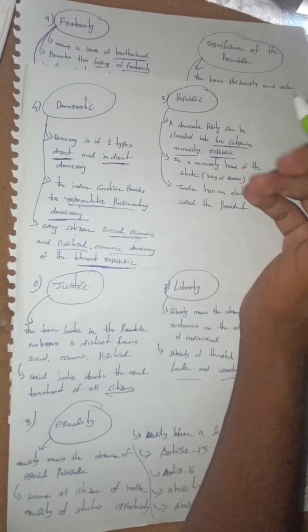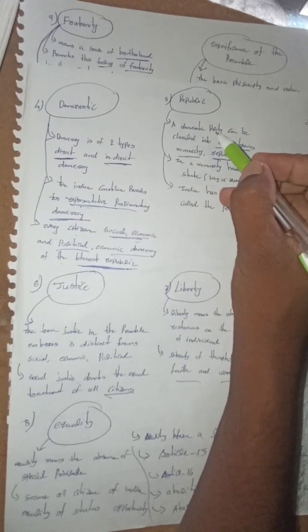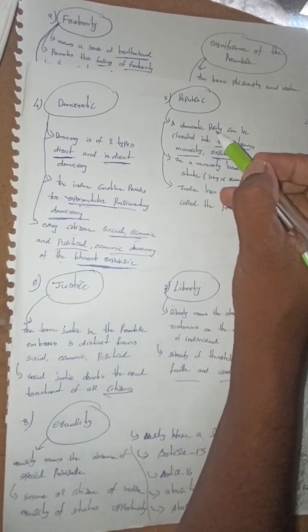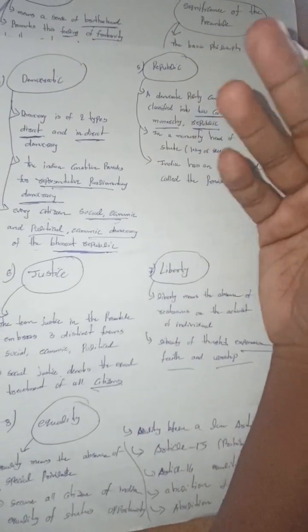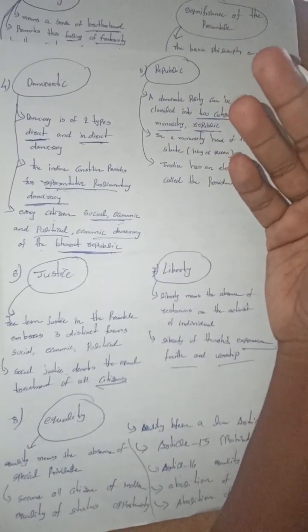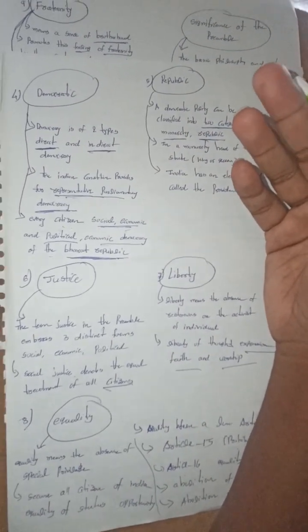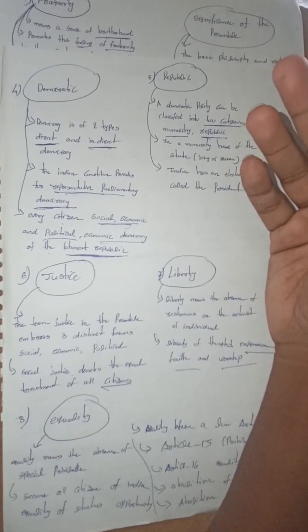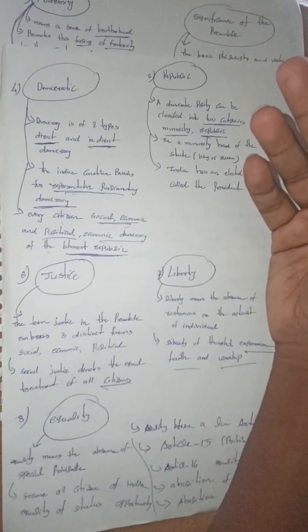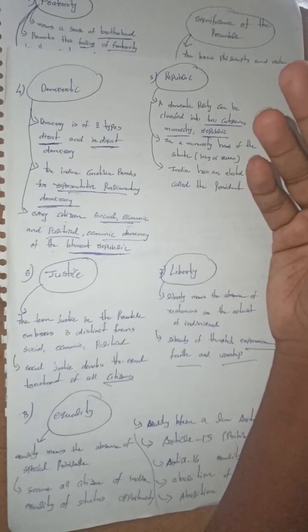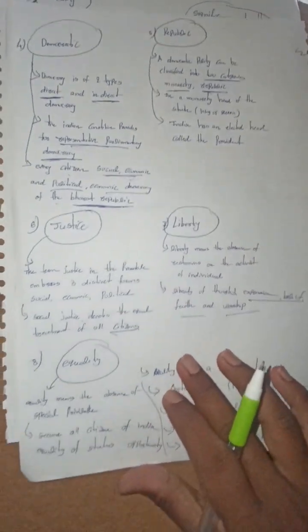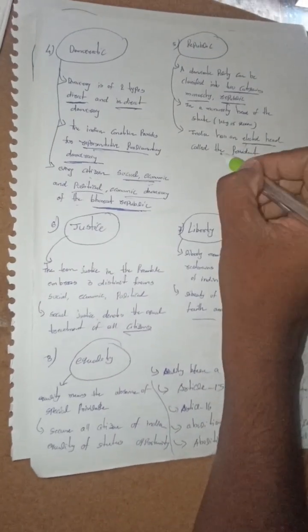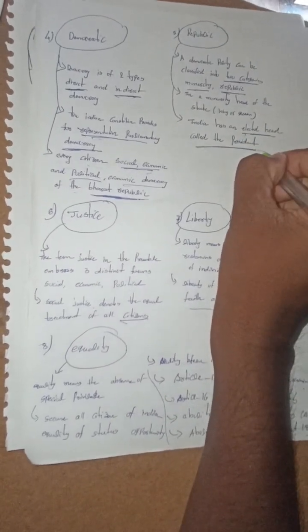The term republic in our preamble indicates that the head of the state is called the president. Republic also means two more things. One is political sovereignty rests with the people and not with a single individual like a king. Second, the office is open to every citizen without any discrimination. Also, India has an elected head called the president.